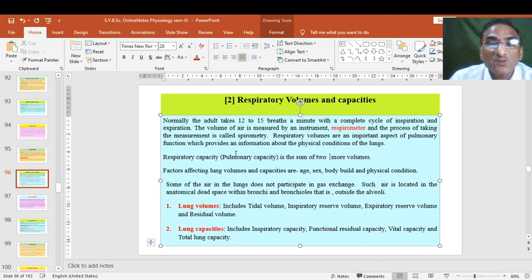Details about the lung volumes and lung capacities, how they exchange, and what the real exchange of gases is, will be studied in the next lecture. So till then, see you.